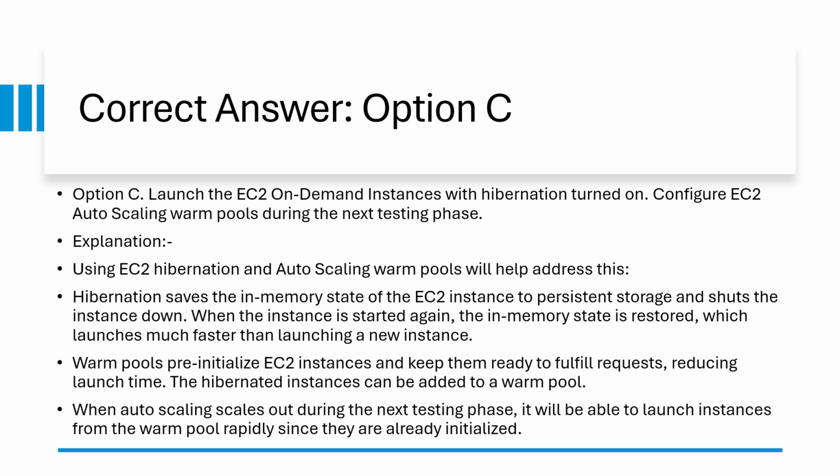Correct answer is option C. Using EC2 hibernation and Auto Scaling warm pools will help address the following. Hibernation saves the in-memory state of the EC2 instance to persistent storage and shuts the instance down. When the instance is started again, the in-memory state is restored, which launches much faster than launching a new instance. Warm pools pre-initialize EC2 instances and keep them ready to fulfill requests, reducing launch time.